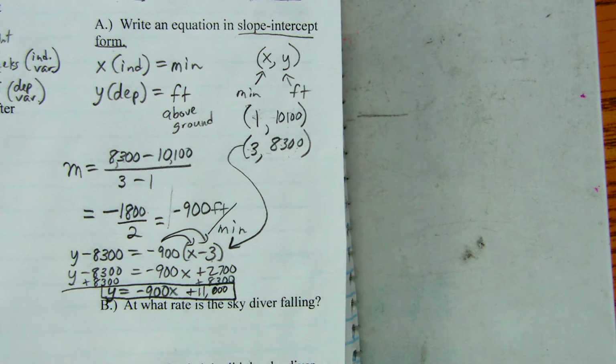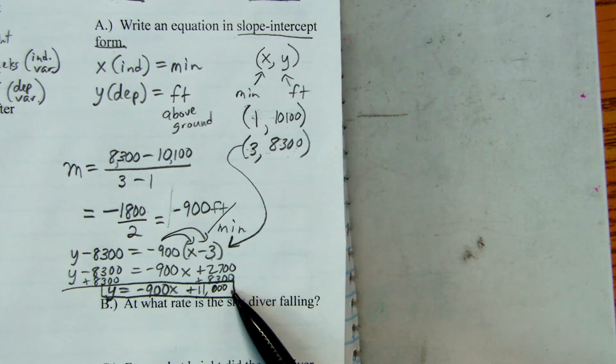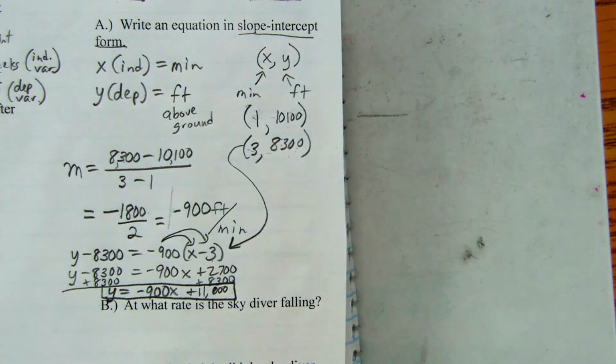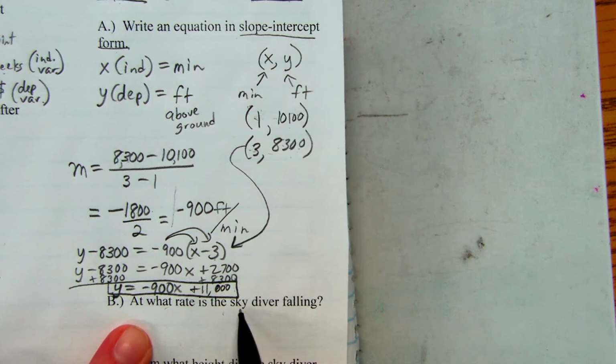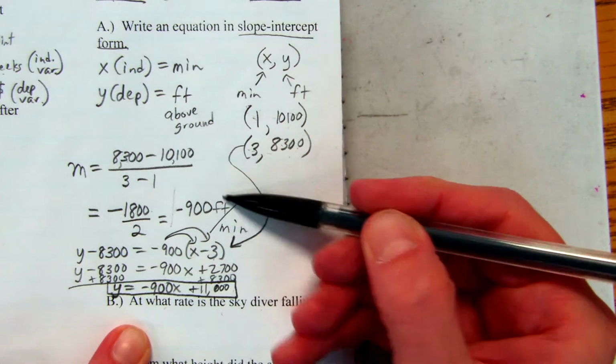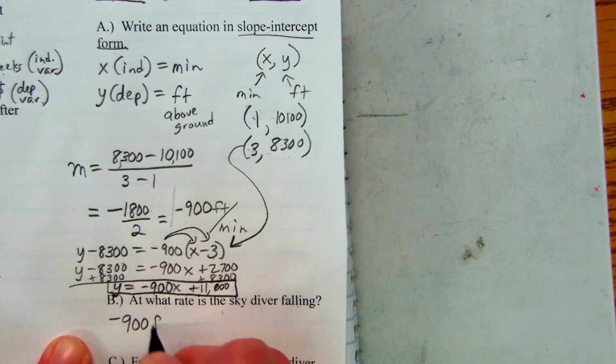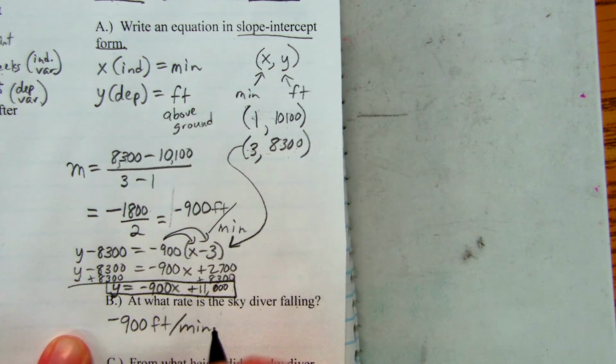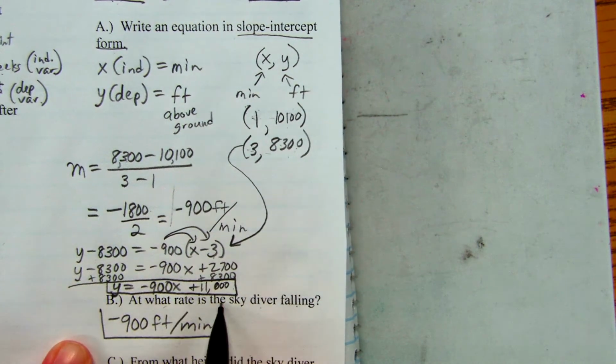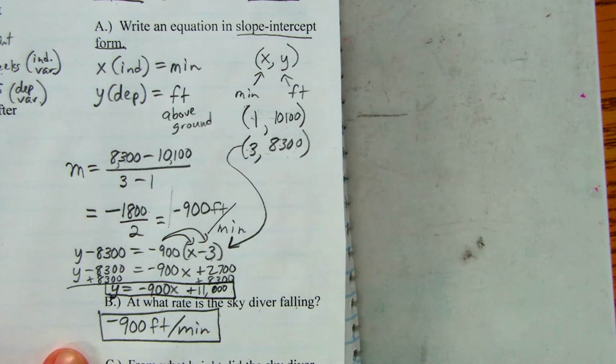From what we just did, coming up with the slope-intercept equation, we found information we can use to answer these questions. At what rate is the skydiver falling? Well, we got that with the slope. He's falling at 900 feet per minute, and it is negative because he's falling. He's not flying up, he's going down.